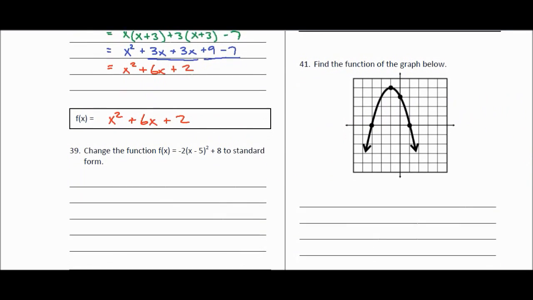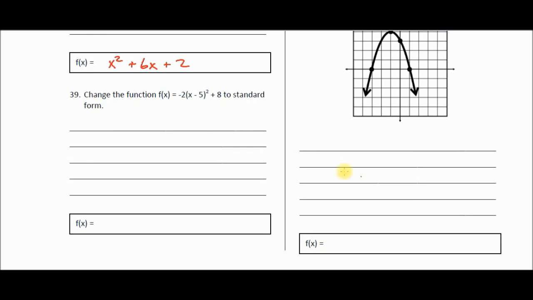Let's go ahead and complete number 39. Same problem. Change the function f of x equals negative 2 times x minus 5 squared plus 8 to standard form. Let's start this off. So I'm going to rewrite the function, only I'm going to take the binomial and write it twice. We've got negative 2 times x minus 5 times x minus 5, and then we still have this plus 8 at the end.